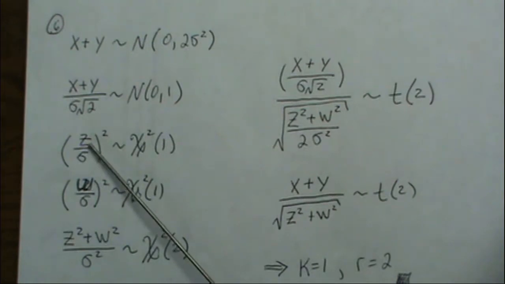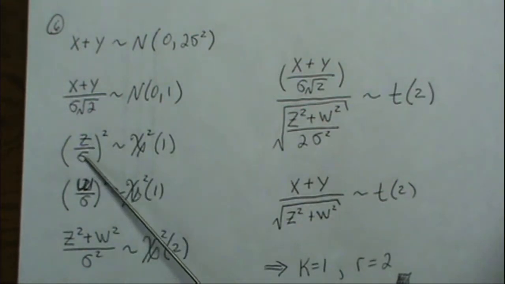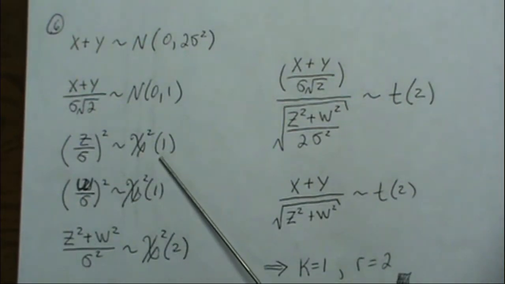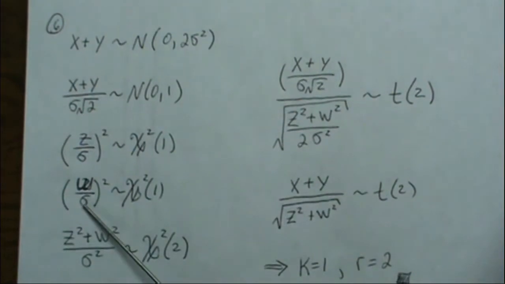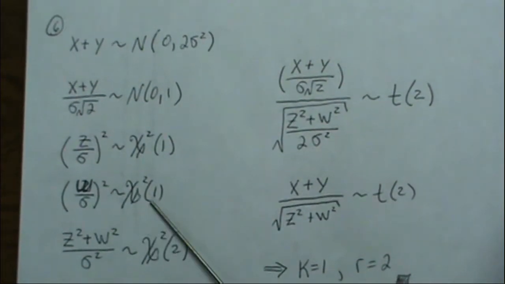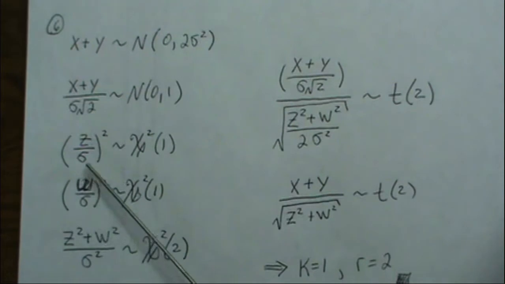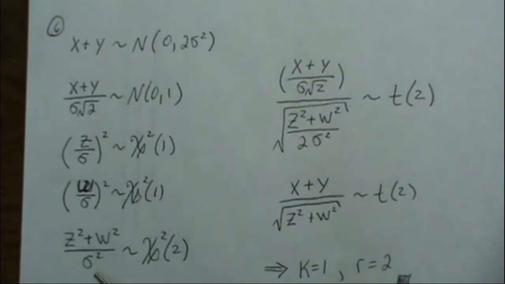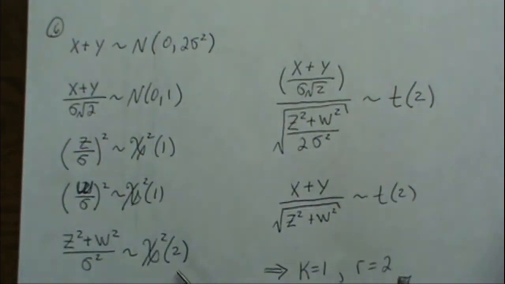Now Z minus 0, which is the mean, divided by the standard deviation is standard normal. So we square it, we get a chi-squared. Same way for W over sigma, squared is chi-squared. And then if we add these two pieces together, we get a chi-squared 2.